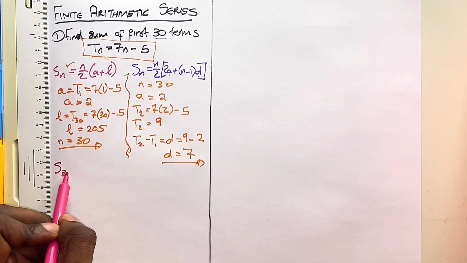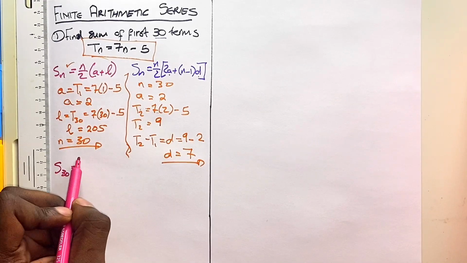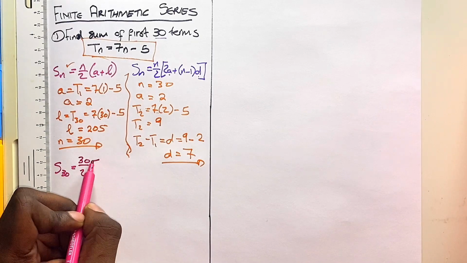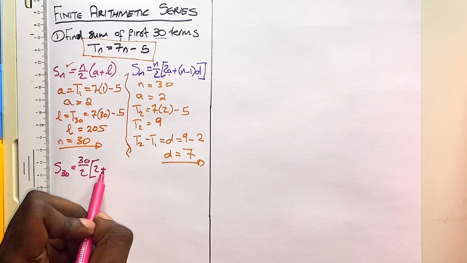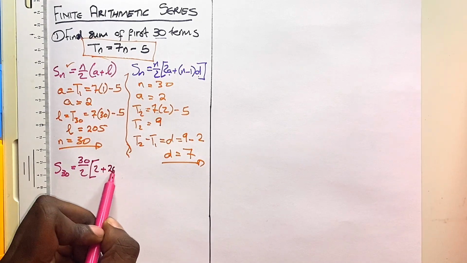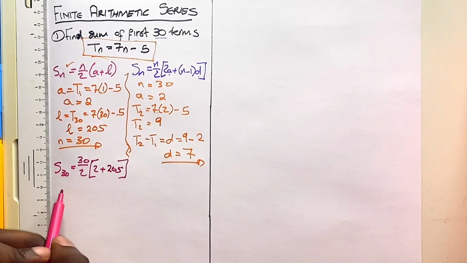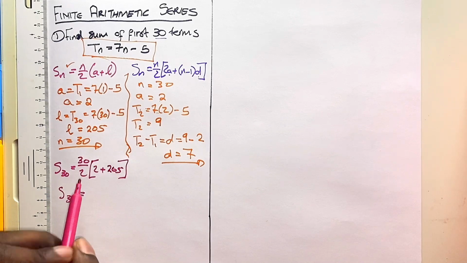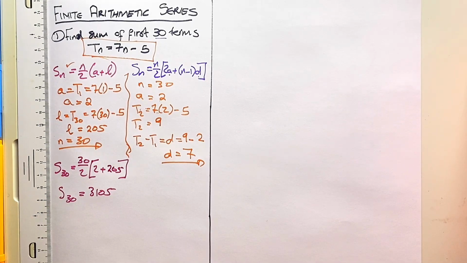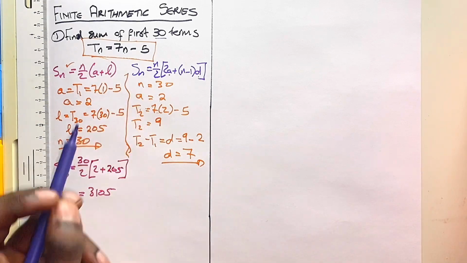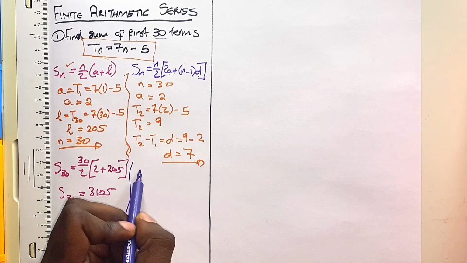Now let's find the two sums and see if they give us the same answer. Now S30, we have 30 terms over 2 into term 1 is 2 plus the last term is 205. Therefore, our sum of 30 terms will be 3105.